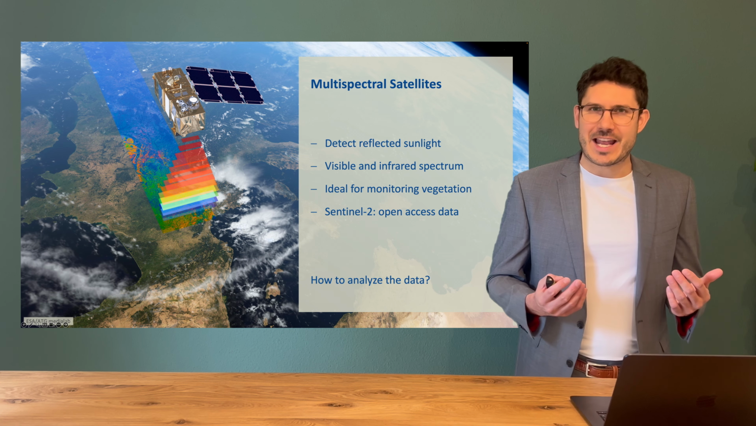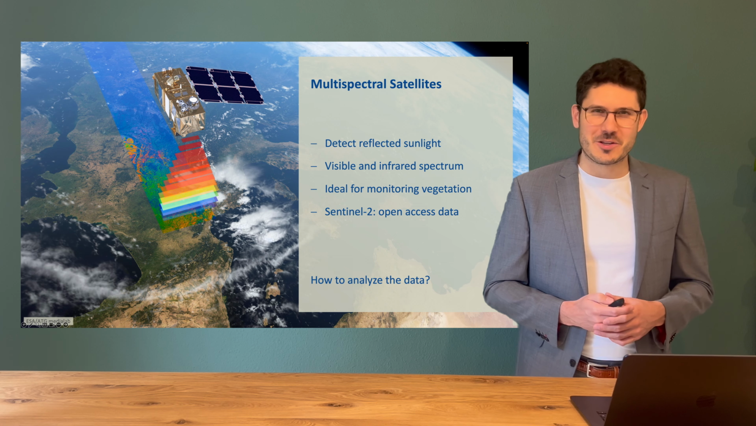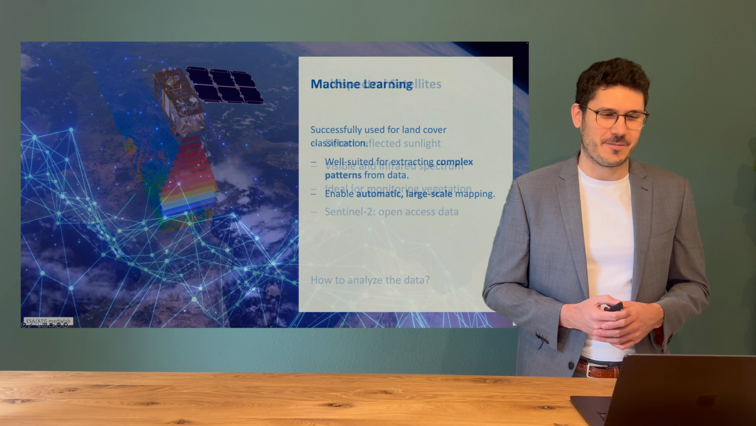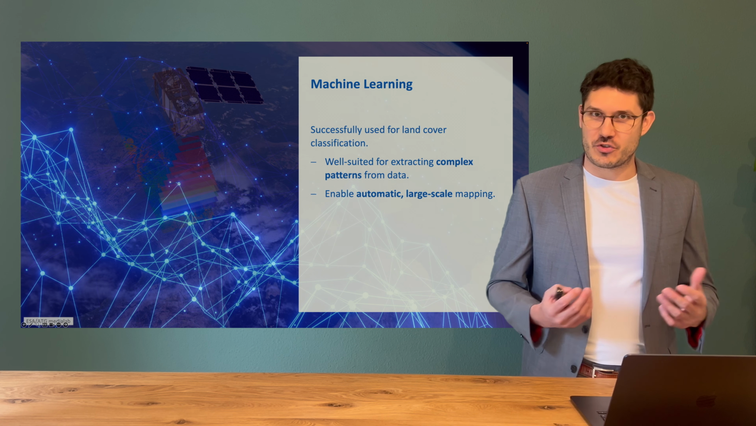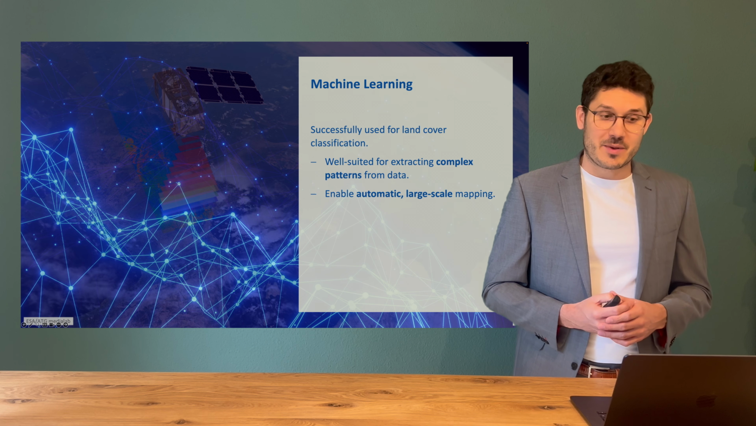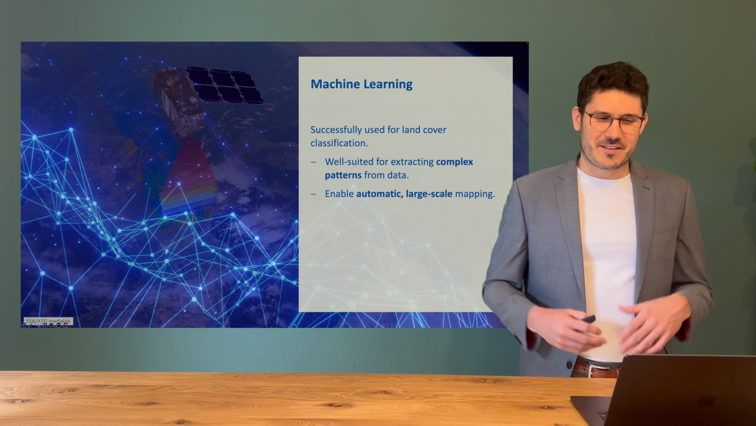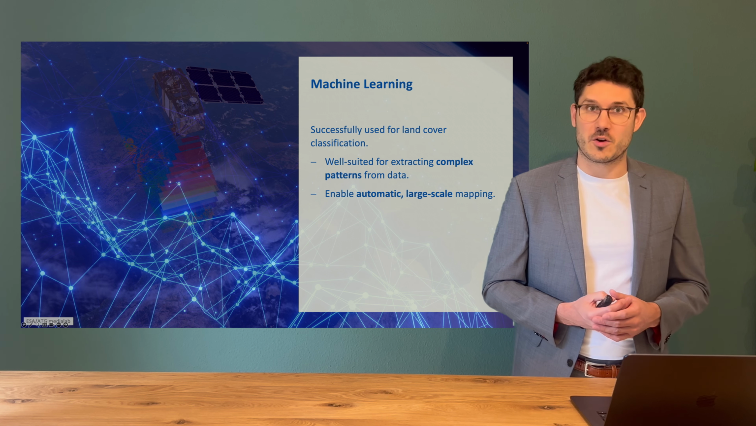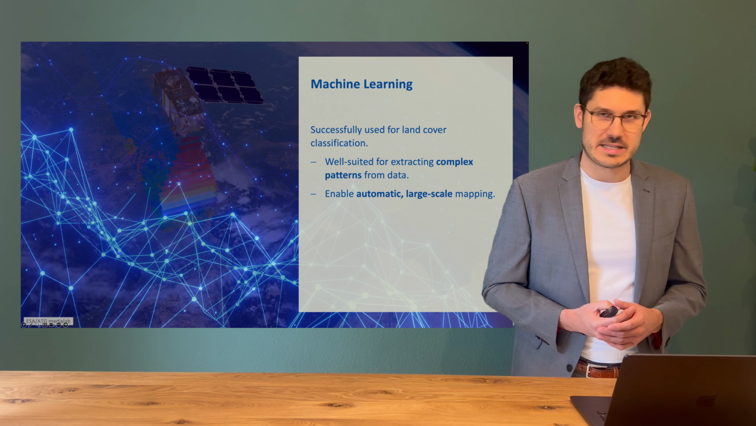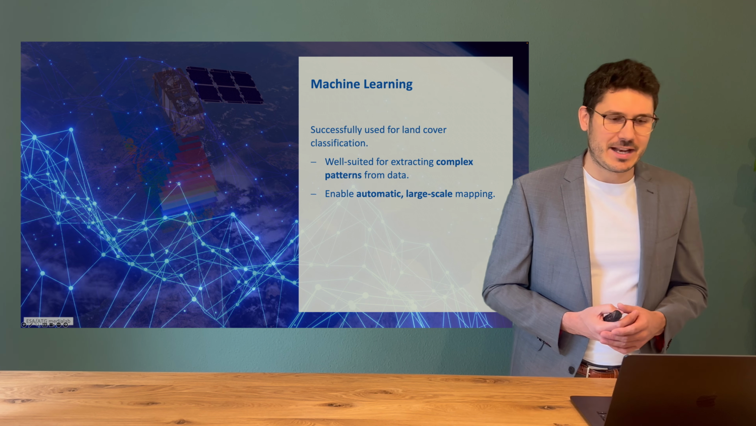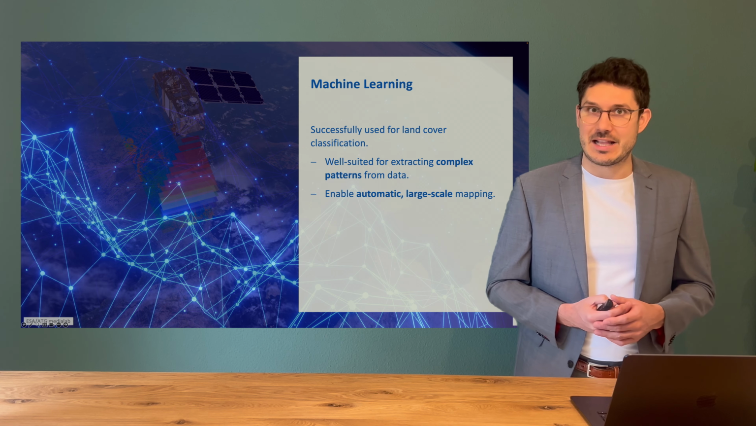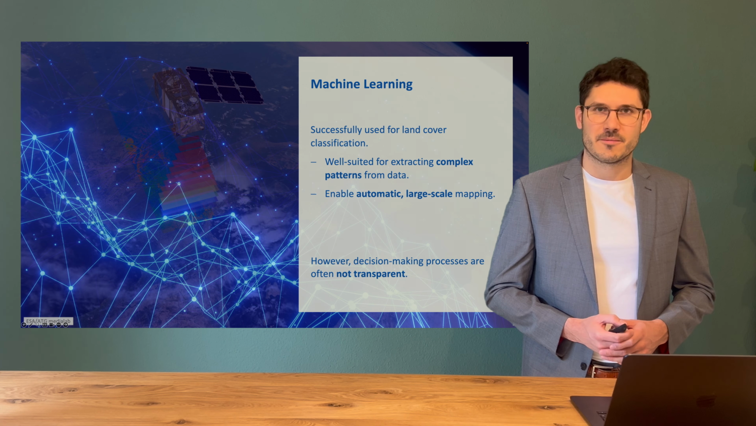But how can we analyze all this huge amount of data? We can use machine learning, because it has been successfully used for land cover classification, as it is well suited for extracting complex patterns from data. And it enables an automatic and large-scale mapping.